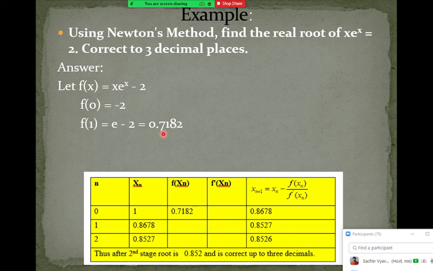Can you check? 0.7182, is it? Yes, sir. So we got a nearest integer now. They are in 0 and 1 only. So we can say the root exists in the interval 0, 1.